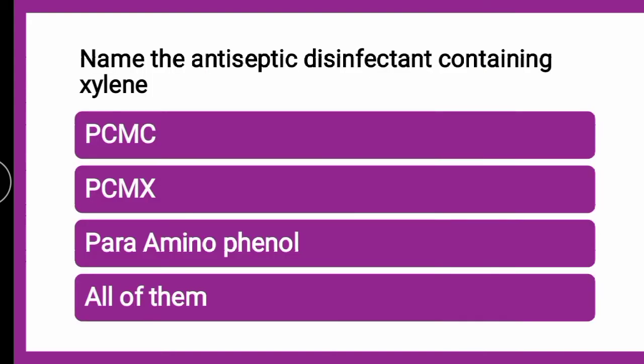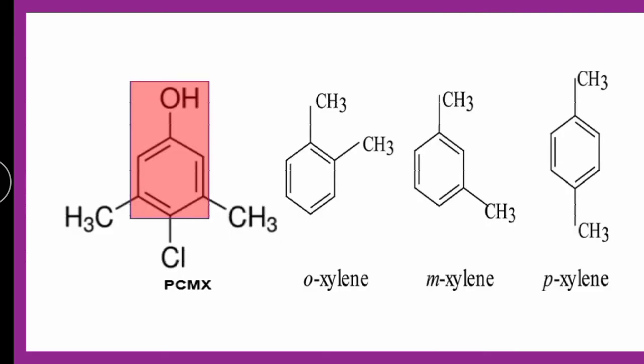Next question is: name the antiseptic disinfectant containing xylene. Whether it is PCMC, whether it is PCMX, whether it is para-aminophenol, or all of them, the correct answer is PCMX. Why? Because if you look into the structure and its internal structure, you can see here this CH3 at para and meta position. This is at both the meta positions. This is at both the para positions. So this is orthoxylene, this is metaxylene, this is paraxylene.